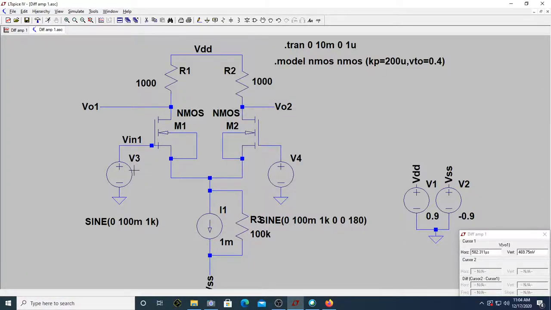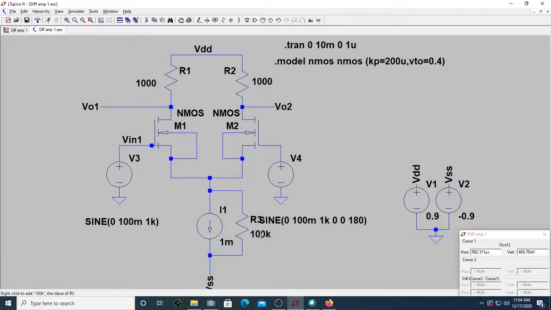Let us see the operating conditions, dot OP. In dot OP, what we are trying to understand is the voltage at V01, V02, the DC voltages, which will be 0.4. The current flowing was 500 microampere, this is also 500 microampere, and of course VGS was something like 1.107 volts. All those things we can verify.